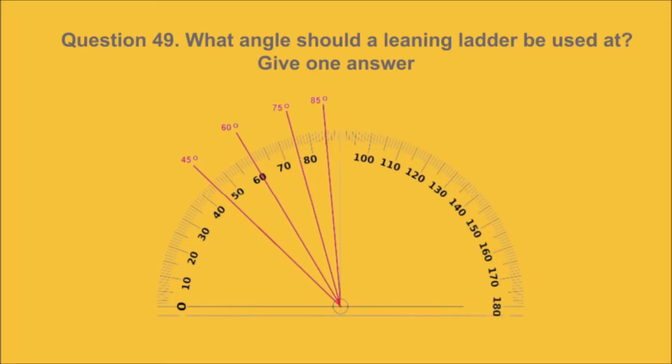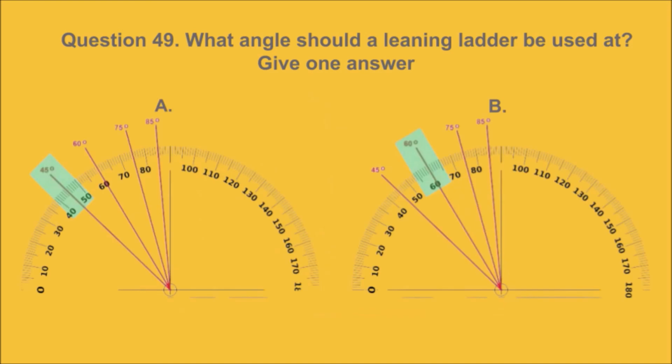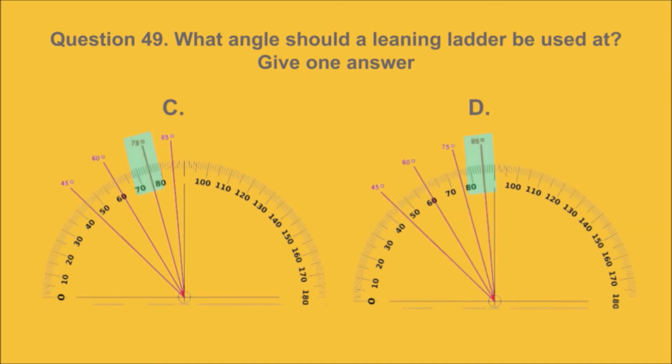Question 49. What angle should a leaning ladder be used at? Give one answer. A. B. C. D. The correct answer is C.